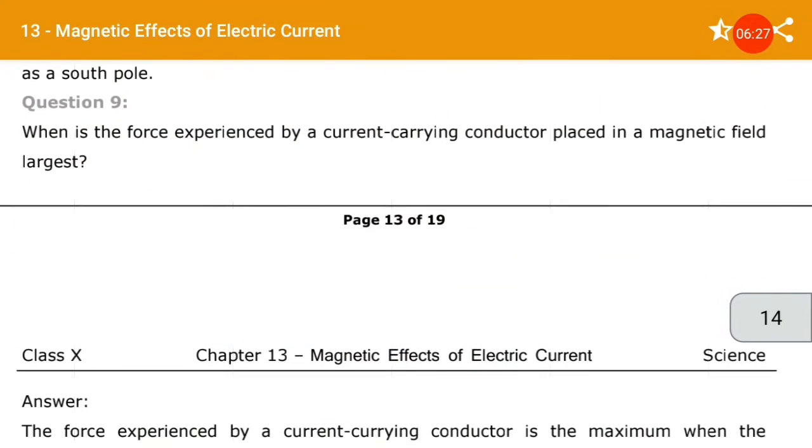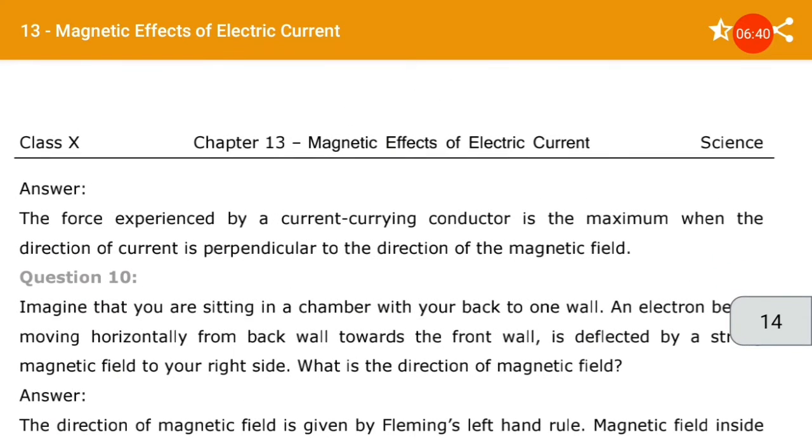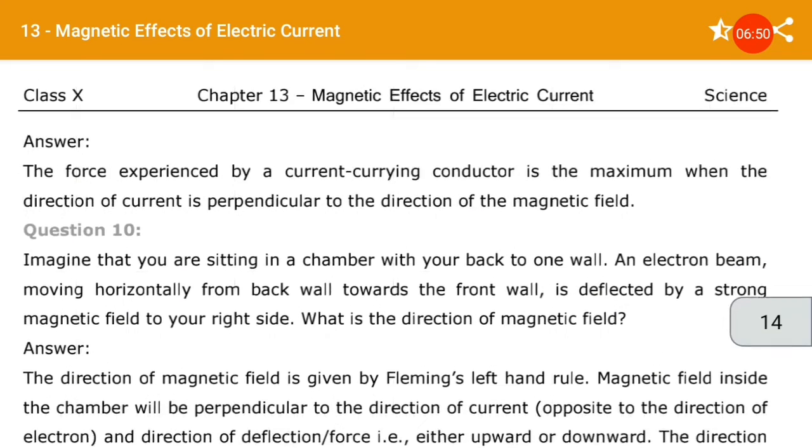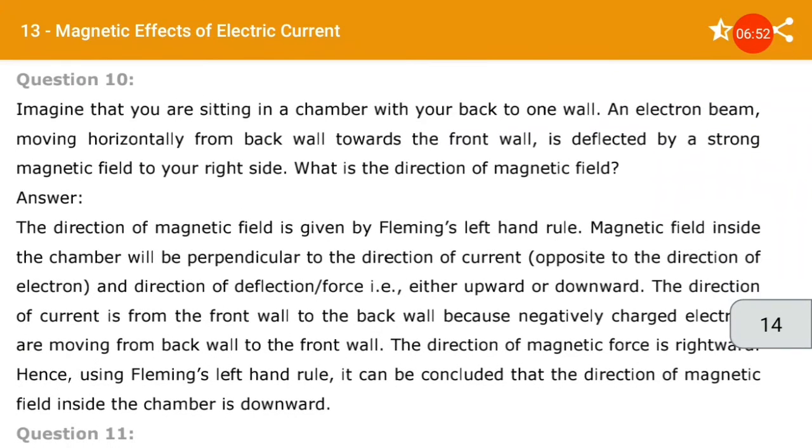Question number 9. When is the force experienced by a current carrying conductor placed in a magnetic field largest? The force experienced by a current carrying conductor is the maximum when the direction of the current is perpendicular to the direction of the magnetic field. Question number 10.